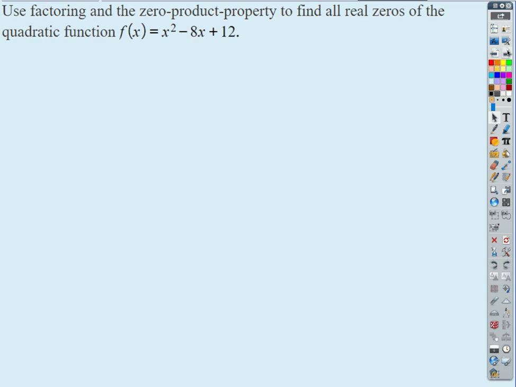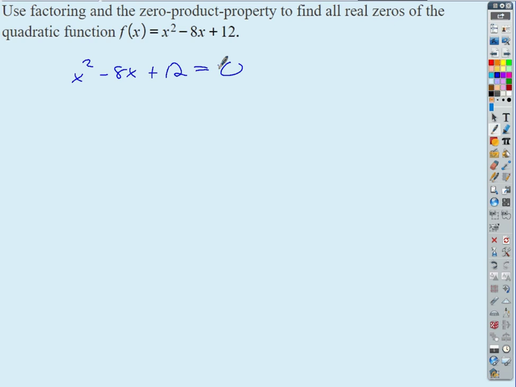So what about this? What does this language mean? It says use factoring and the zero product property to find all real zeros of the quadratic function. So what does it mean to find a zero of a function? Find where it crosses the x-axis, and I do that by setting the function equal to 0, right? In other words, I'm just setting y, which is f of x, equal to 0, in order to solve for where y is 0, which is on the x-axis, right? So that gives us the equation x squared minus 8x plus 12 equals 0.